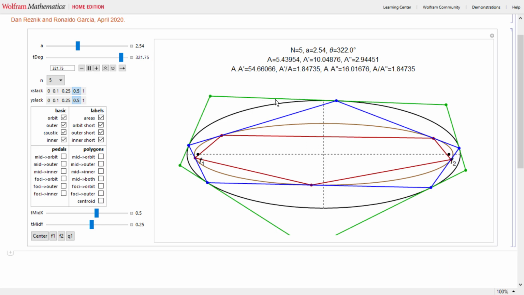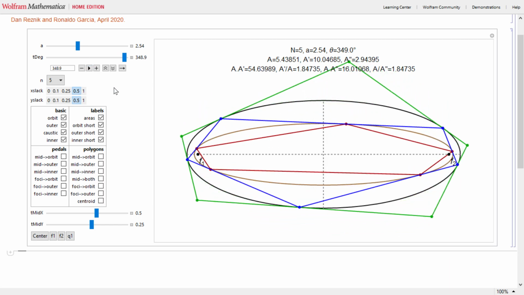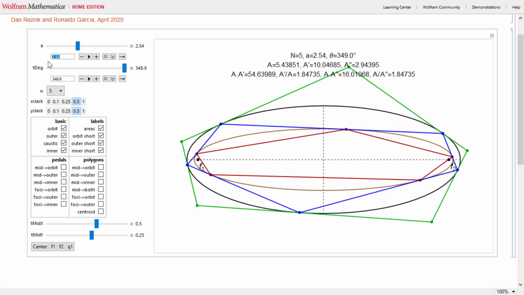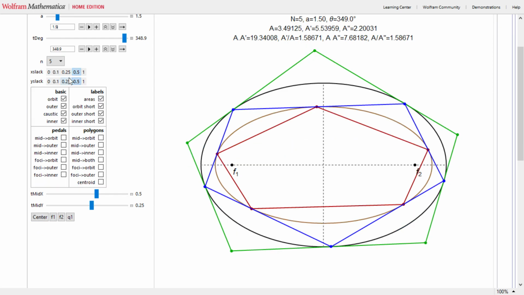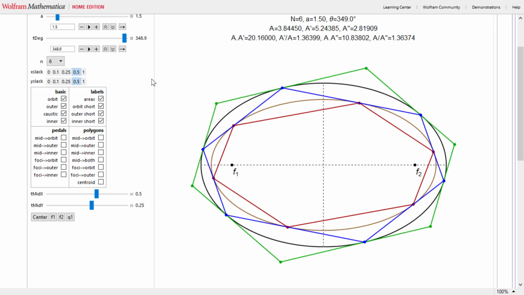But actually, the phenomenon I want to talk about in this video is something more subtle. It's the following. Let's bring the aspect ratio of the billiard back to 1.5. Oh yeah, before I advance, let's change n from an odd number to an even number. For example, n equals 6, just before I leave this discussion.